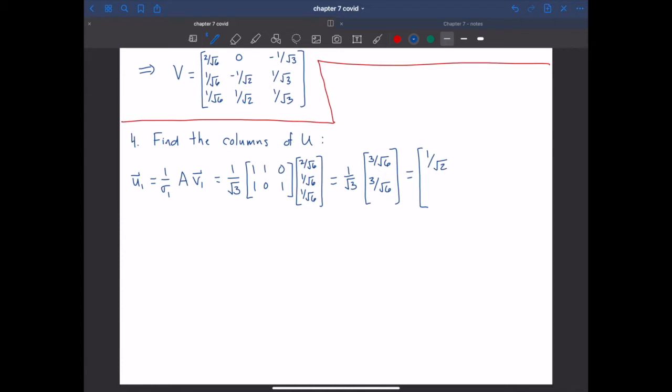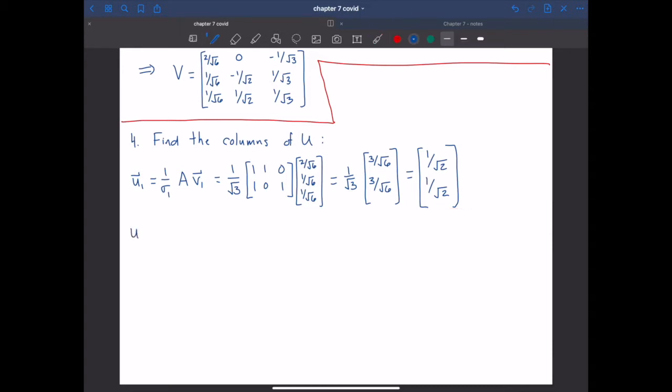The nice thing about this formula is, first of all, you're going to get a vector of the correct size. V is a 3 by 3 matrix, but U is going to need to be a 2 by 2 matrix, and you can see that the size works out in our favor right here. The other nice thing is that the vector you find here will automatically be a unit vector. So that's kind of nice.